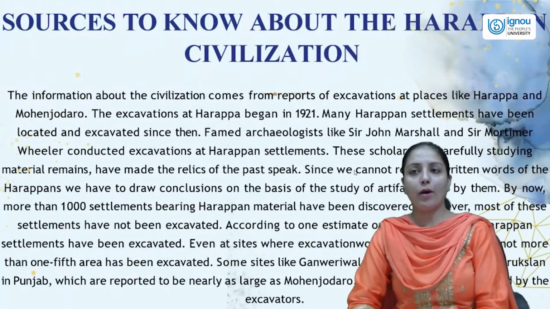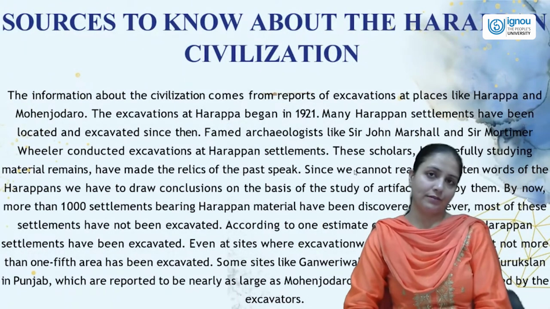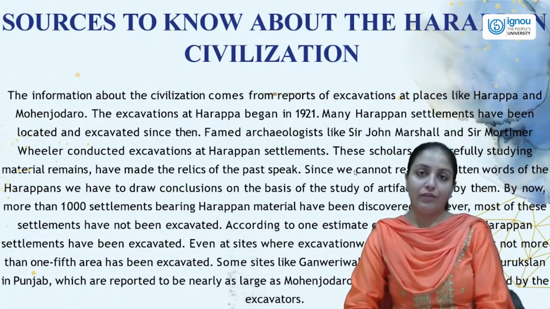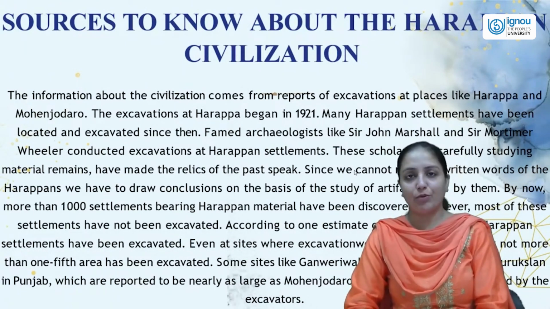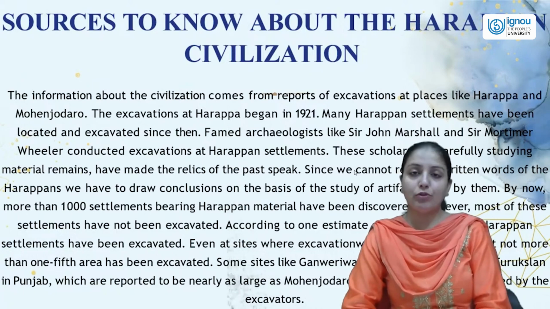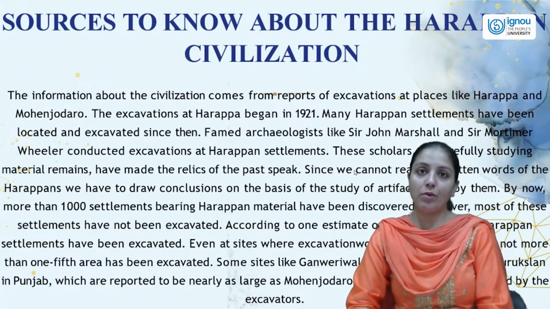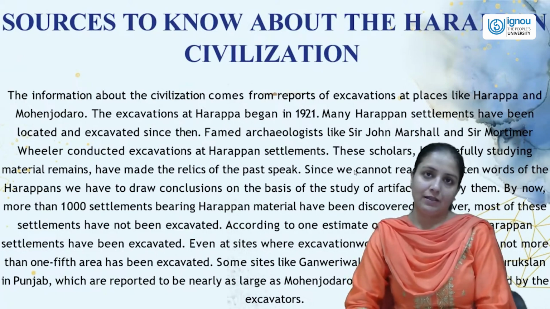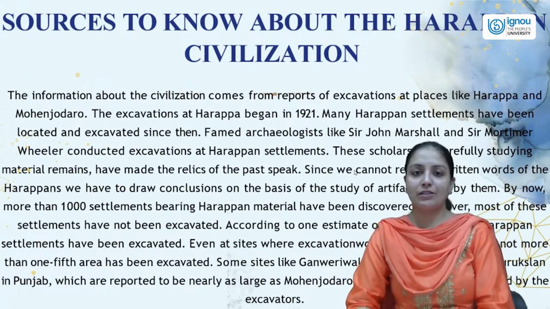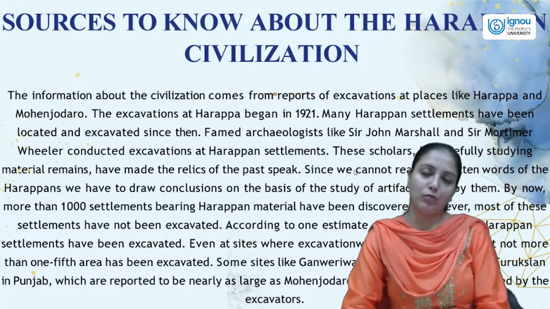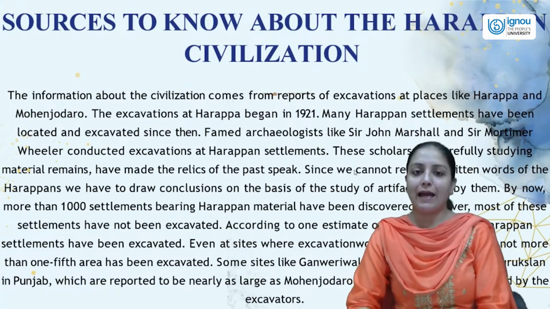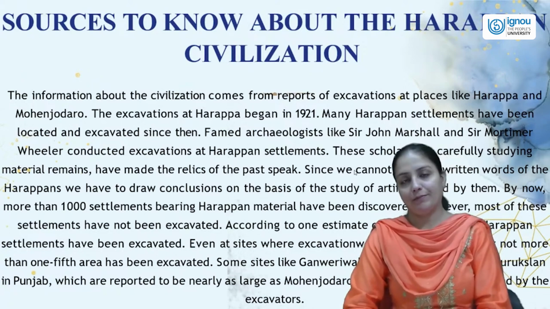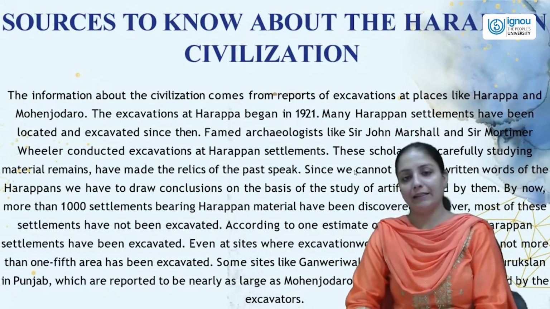What were the sources to know about the Harappan civilization? We get some evidences from Harappan sites and Mohenjo-daro sites, so that we came to know about Harappan civilization, Harappan society, and Harappan religion. The information about the civilization comes from reports of excavations at places like Harappa and Mohenjo-daro. The excavations at Harappa began in 1921. Harappan settlements have been located and excavated since then.